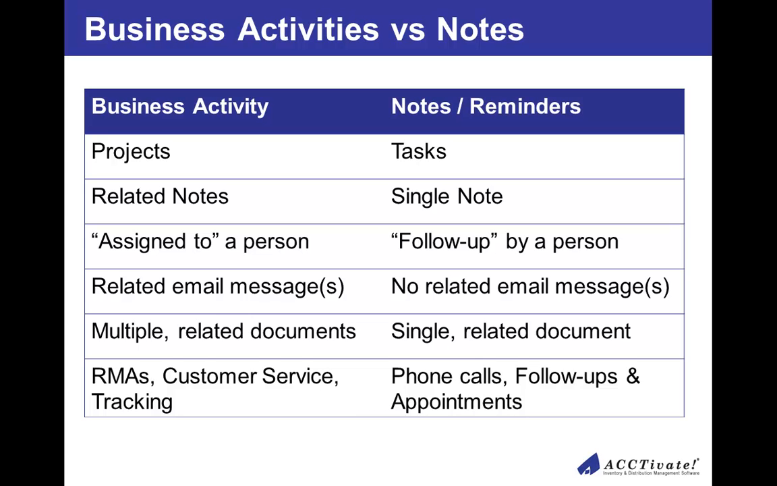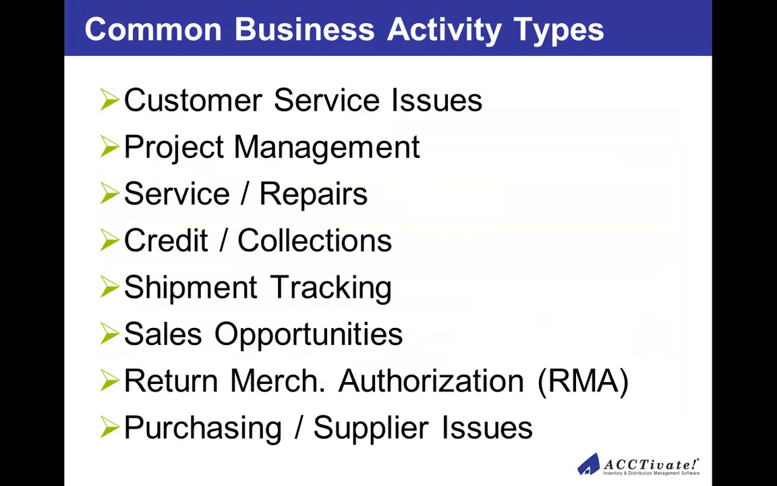Business activities allow you to track multiple email messages. You can send and you can also record received email into a business activity. You can also link multiple documents. When I use the word document, I mean sales orders, sales quotes, maybe even a purchase order or some other transaction that's within ACCTivate. So again, a business activity becomes that hub. Then for some common uses, we'll go through a list on this next slide.